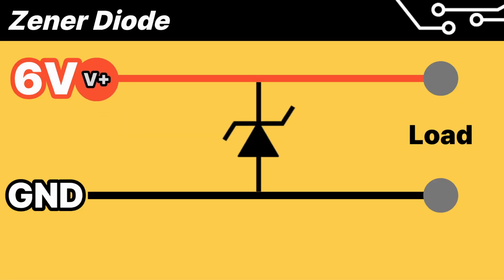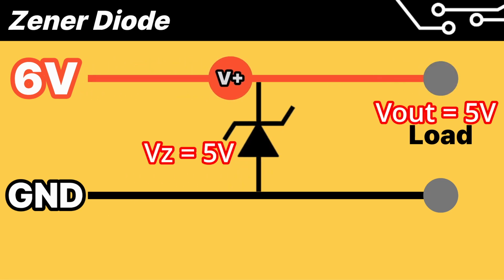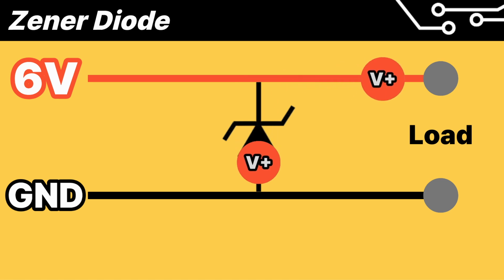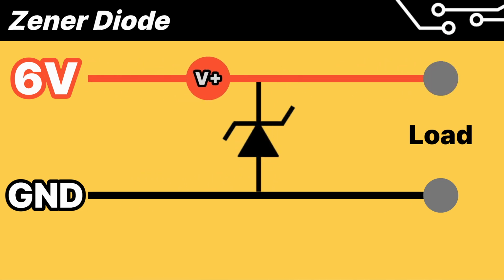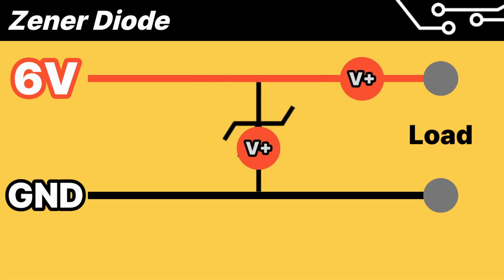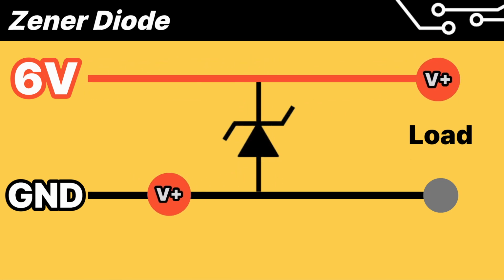Now, let's increase the input voltage to 6V. When power is applied, the Zener diode activates. Since the Zener diode's breakdown voltage is 5V, it removes 1V from the 6V and outputs only 5V. In this process, the Zener diode is not damaged. It is a great way to protect the circuit from unexpected voltage changes.